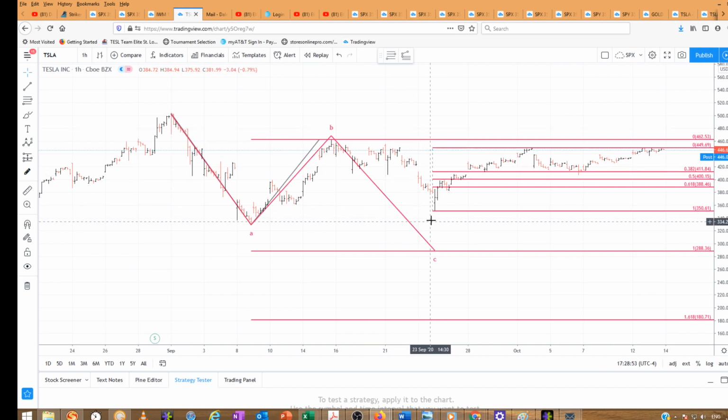Okay, we'll look at that internal. Well, we looked at that internal wave count. You can see this move up. It comes to a 382, so this would need to move above there to be impulsive. It could very well be impulsive. So that's it. We'll look at Tesla again soon.